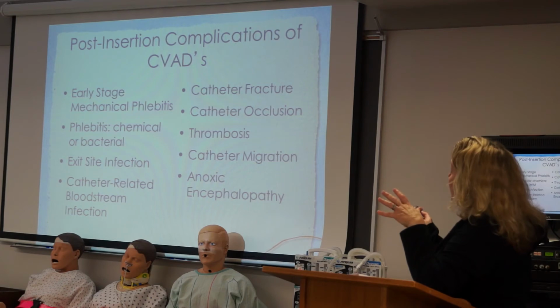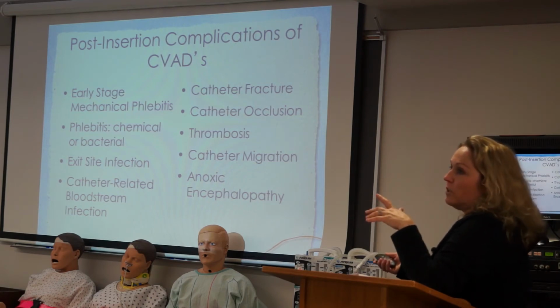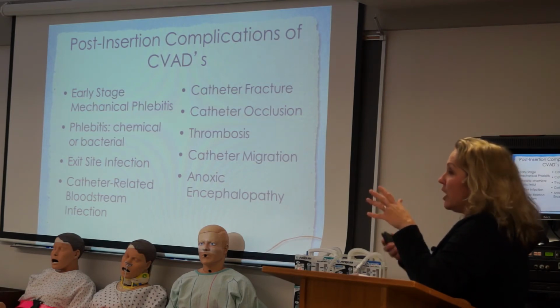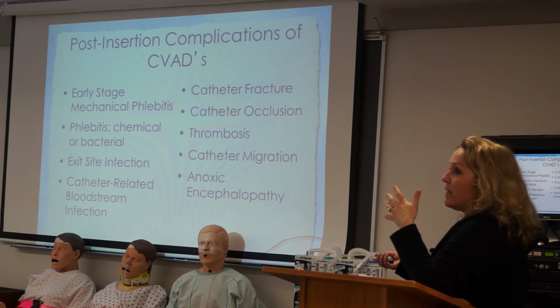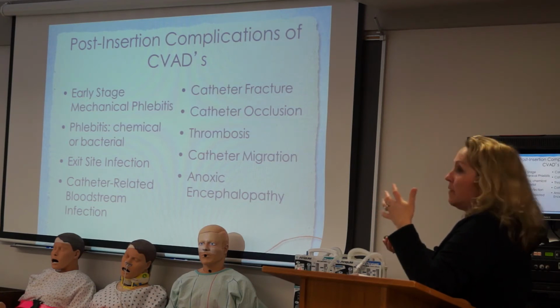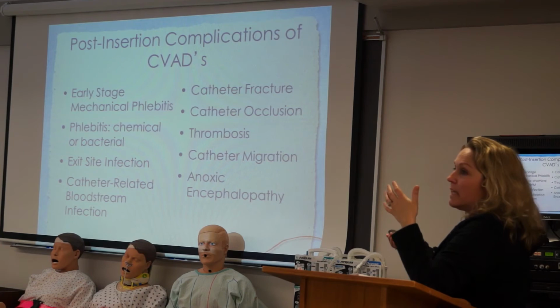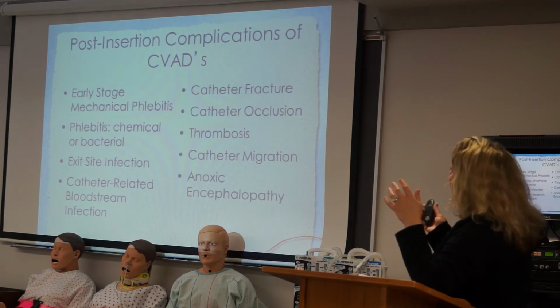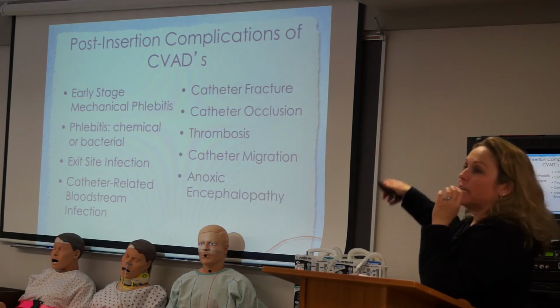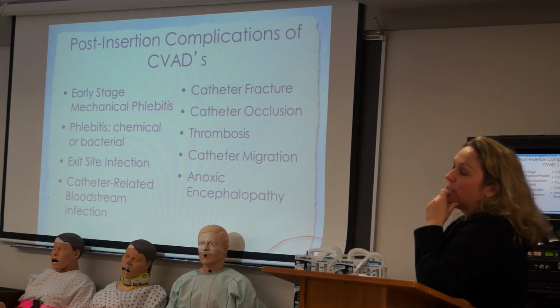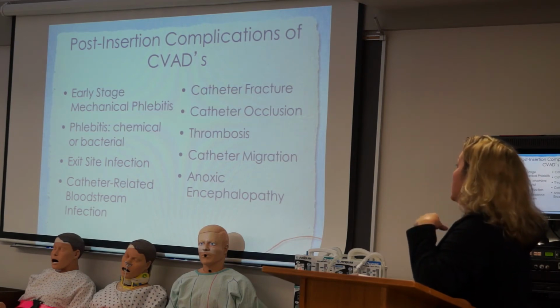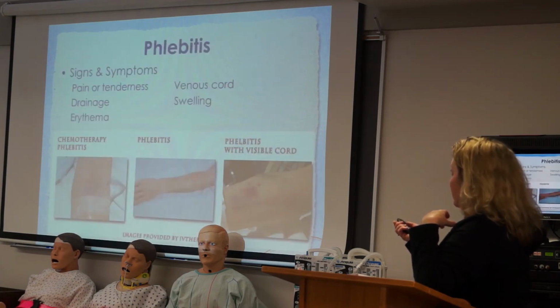And if they migrate, or if you have a catheter fracture, or you get air into these central lines, because remember, these are going right into the heart, right? You get a pretty good amount of air in there, that can cause an air embolism. Or if you have a fracture, you could potentially cut off blood flow to the lungs, and you can have what's called anoxic encephalopathy, which is an absolute emergency.